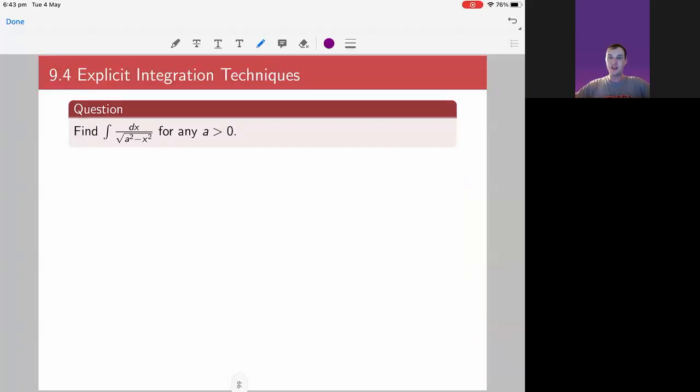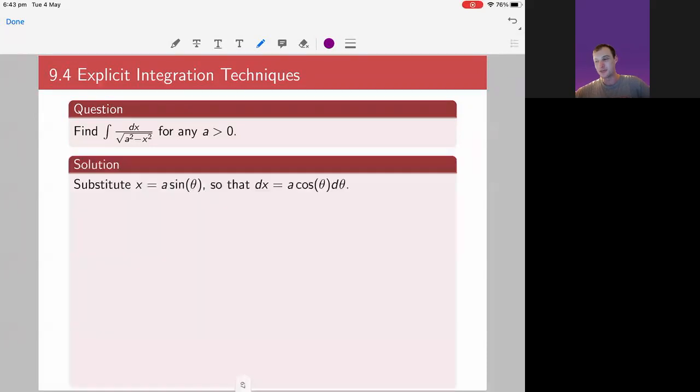Find the indefinite integral of 1 on the square root of a squared minus x squared for any positive a. This is a very tricky one, and I would not blame you if you could not work this out off the top of your head. The substitution that's best to make here is actually the following. And no, I wouldn't have been able to come up with this by myself if I didn't know ahead of time what it was.